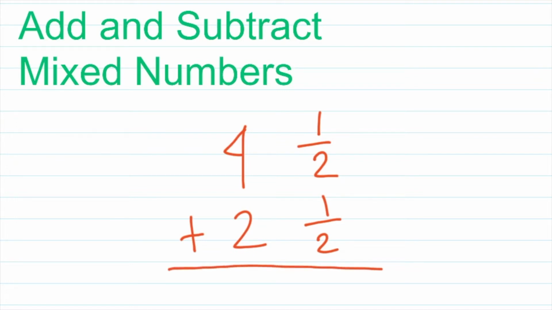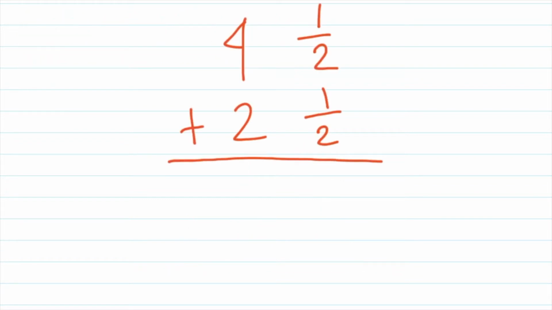This one is just by doing it in columns like a regular addition problem. Okay, this one you solve the same exact way as you would solve an addition problem. So you're going to add these two fractions first, and then you're going to be adding the whole numbers, which are these two right here.